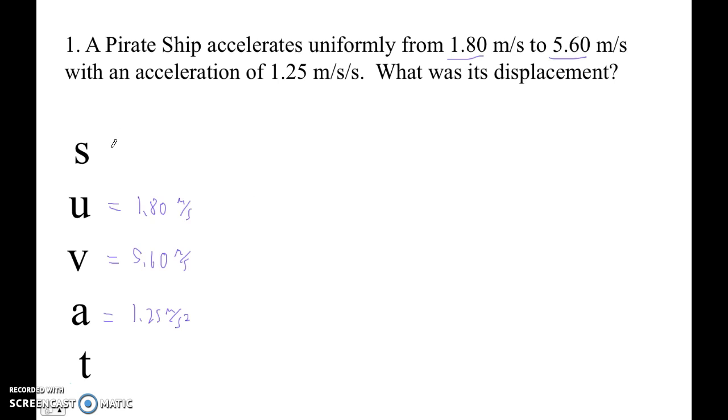We want the displacement, right? And I'm going to use some strong language here, okay? We don't give a hoot about the time, right? Because it doesn't ask about the time. So what we're going to do is choose a formula that has no t, and that formula is this formula. V squared is u squared plus 2as.